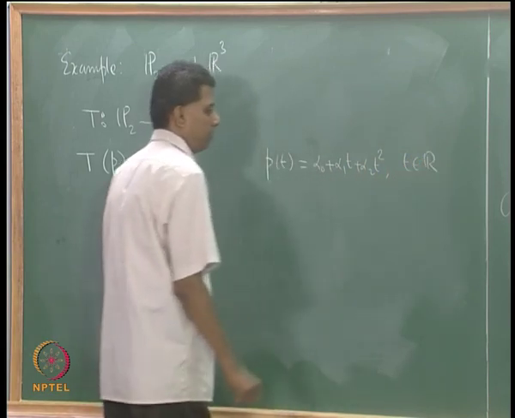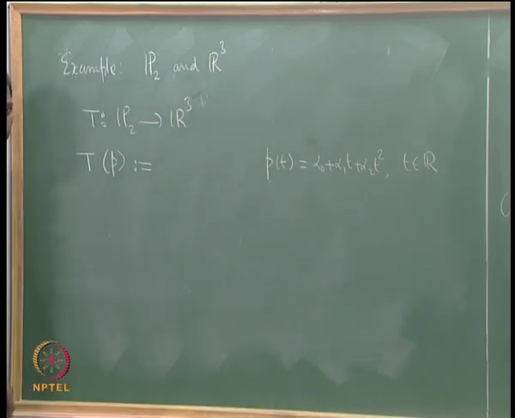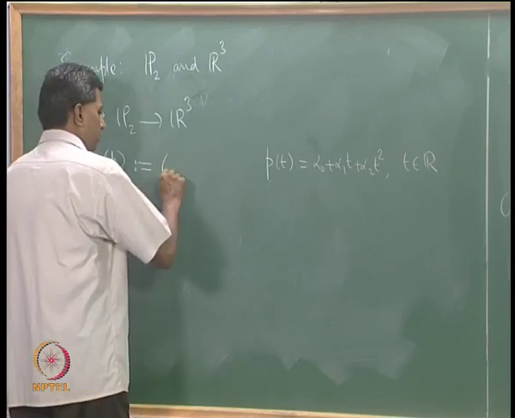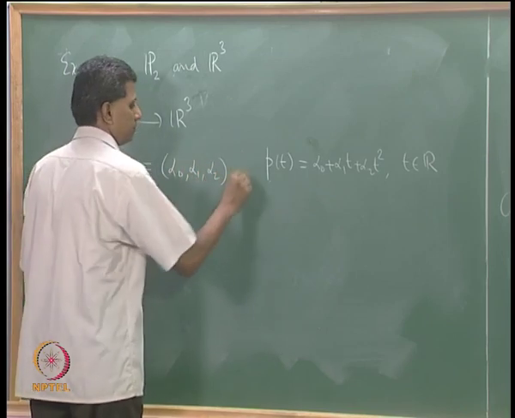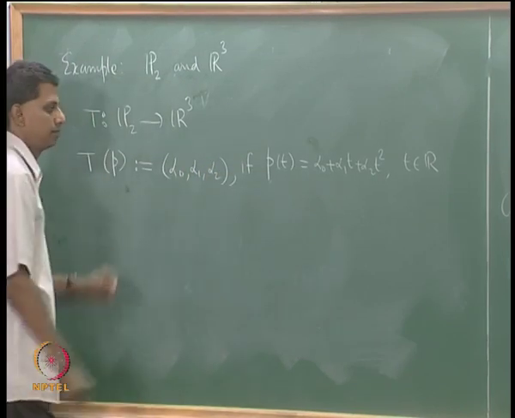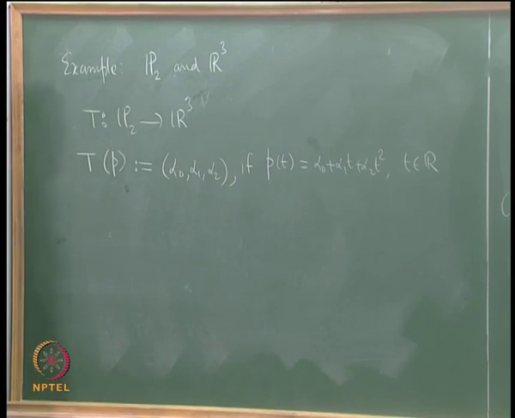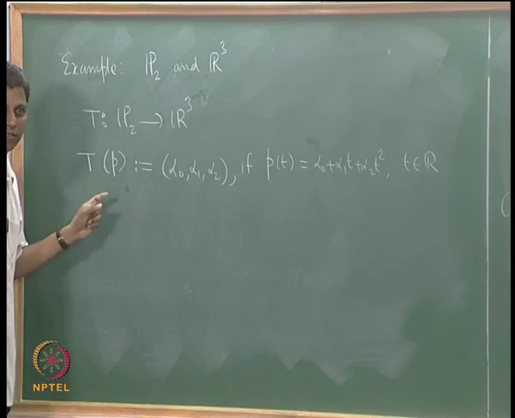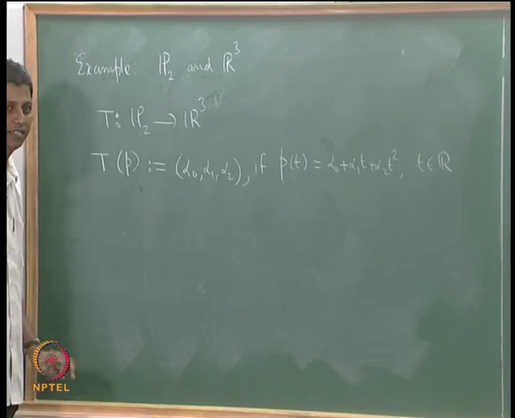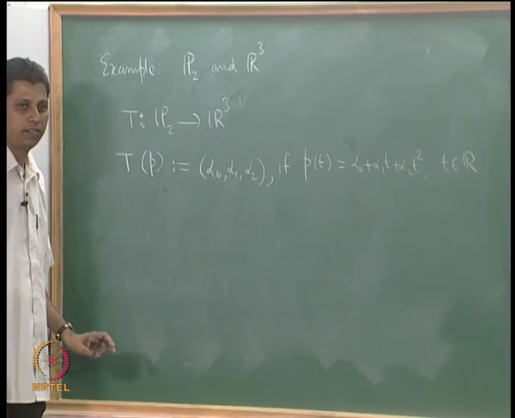T is a real variable. Alpha naught, alpha 1, alpha 2 are from R again. This is a real polynomial. Define T of P to be this three dimensional vector, alpha naught, alpha 1, alpha 2. Then probably I am going to leave this as an exercise. T is linear, T is 1-1, it is enough.